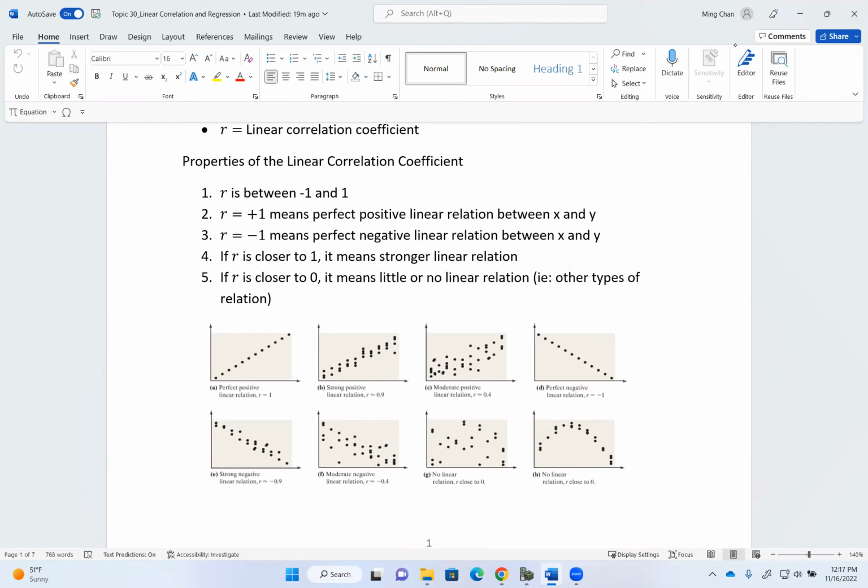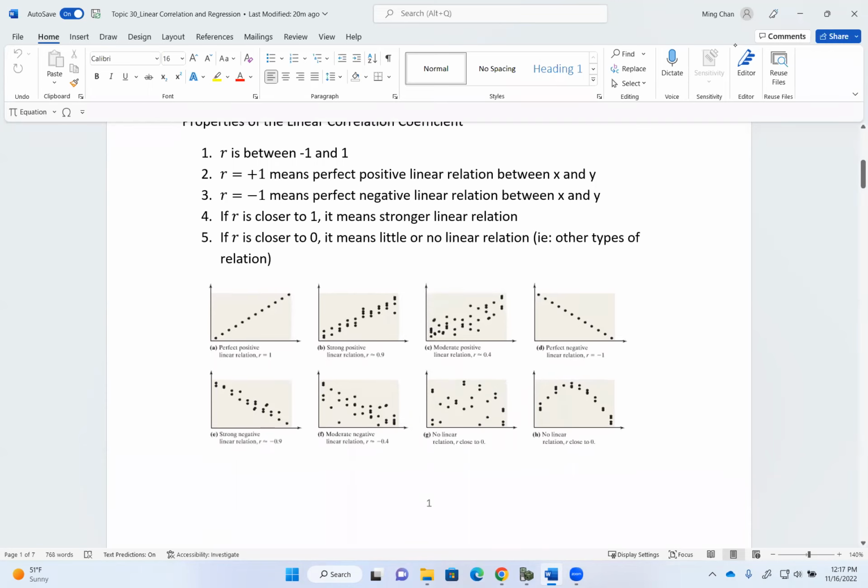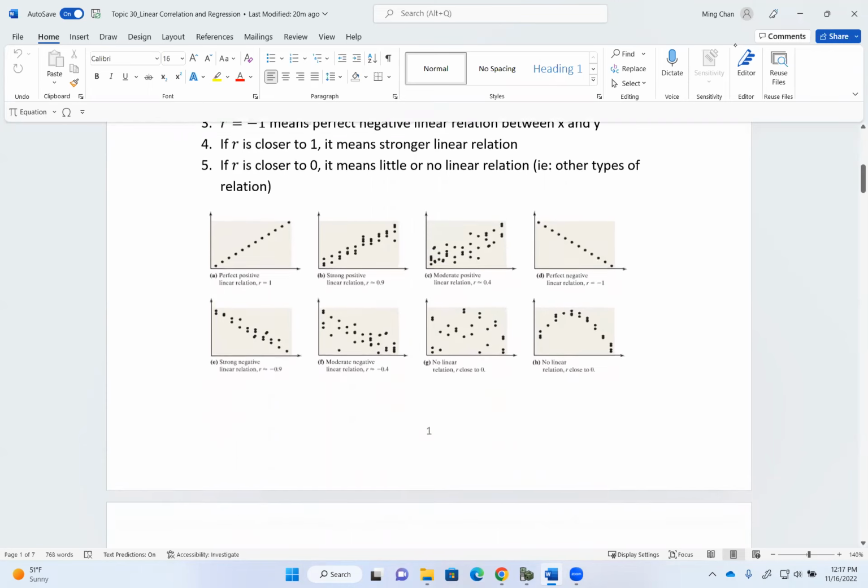So from this picture, you can see some of these pictures, these are called scatter plots. Some of these scatter plots are not even close to having a linear relation. So if r is closer to 0, it means little or no linear relation. Maybe there are other types of relations involved.